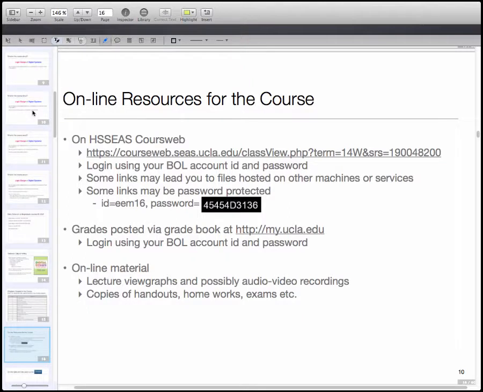Online resources: we'll be using CourseWeb for most stuff. Occasionally you may encounter links which lead to password protected files on a different web server, in which case the ID and the password are as listed in this slide. Grades would get posted on my.ucla.edu, and online material will certainly include the slides.